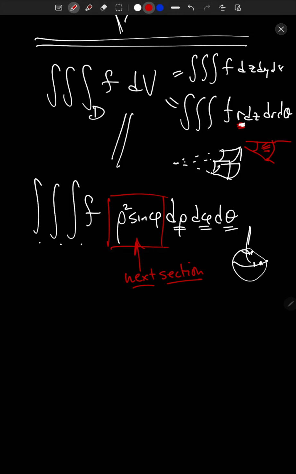In the next section, we're going to do a general situation where we can figure out what factor should be in front for any kind of crazy coordinates, not just cylindrical, not just spherical. So we'll talk about that next section. But if you do want to, you could figure it out yourself, always keeping in mind how we did it with polar coordinates, and then try to do it in an analogous way.